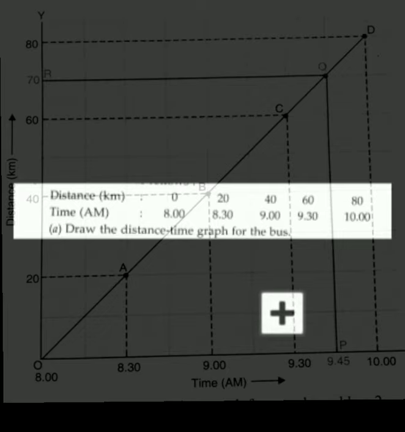Now you can see the graph here. At 8 a.m. the bus starts, at 8:30 it reaches 20 kilometer, at 9 it reaches 40 kilometer, at 9:30 it reaches 60, and so on. So students, with the help of this example, let us recall the steps we have studied to draw the graph. This is point O taken as origin. You can say this is the x-axis, that is OX. Here you can see OY as the y-axis.